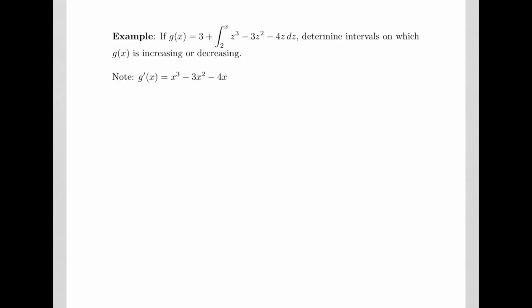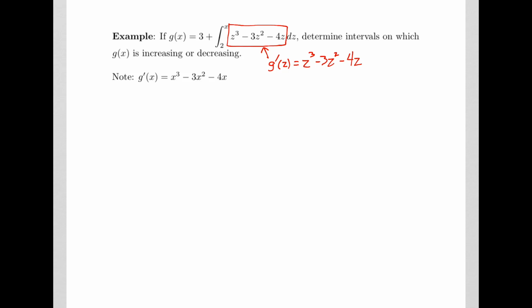Alright, so we have our function, and this formula, the function that we multiply by the dz, is our rate. So we write g prime of z is that formula, z cubed minus 3z squared minus 4z, and we want to normally think about that in terms of x, and so I've changed all of the z's to x, and here is my formula for my rate, or my derivative.